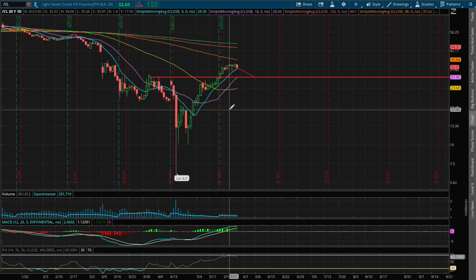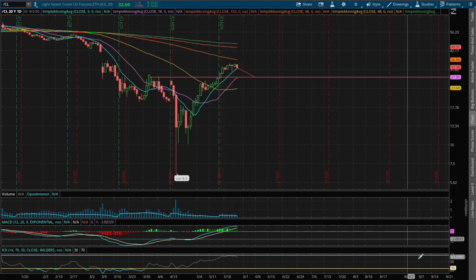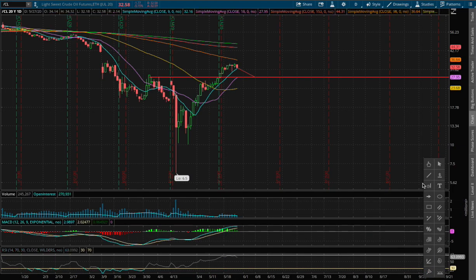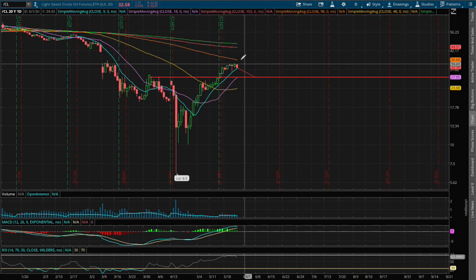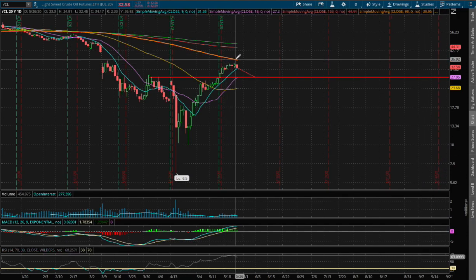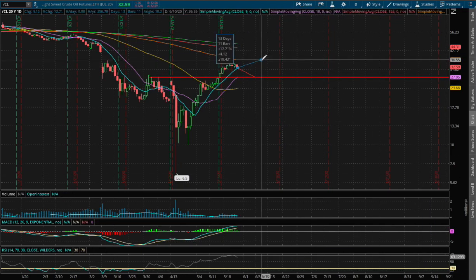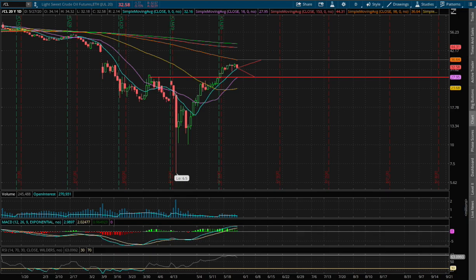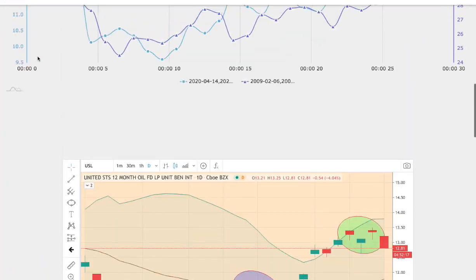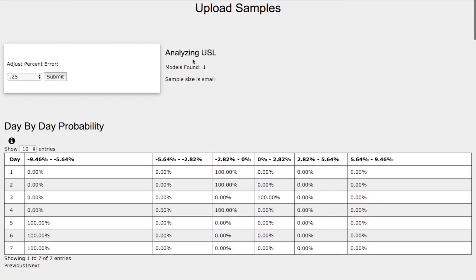As for resistance, if we do manage to climb higher, I do see the 100-day moving average, this orange line, acting as our resistance at around a price of $36.74. And from where we currently are to the upside, or to resistance, that price movement is roughly around 12.7%. So now let's examine the day-by-day probability model for USL.